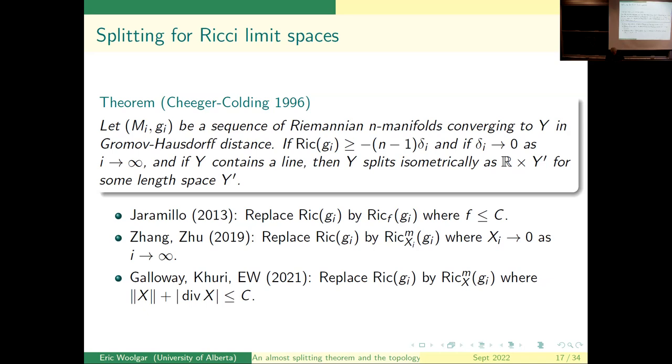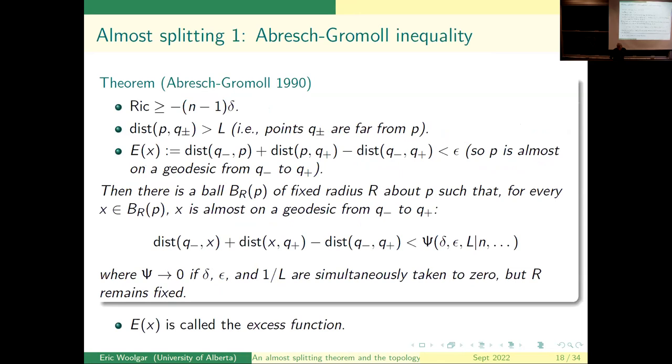Okay. There are some key steps in the proof, and maybe without really going through the proof, I'll mention the key steps almost so that I can relearn them. One goes through a series of improvements in the almost splitting theorem. And the one that's easiest to understand, I think, is the Abresch-Gromoll estimate.